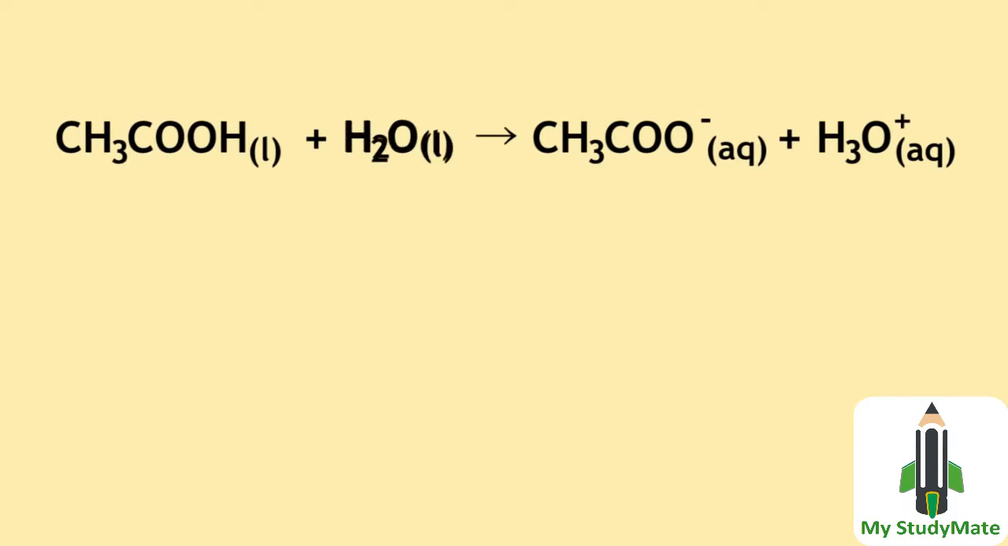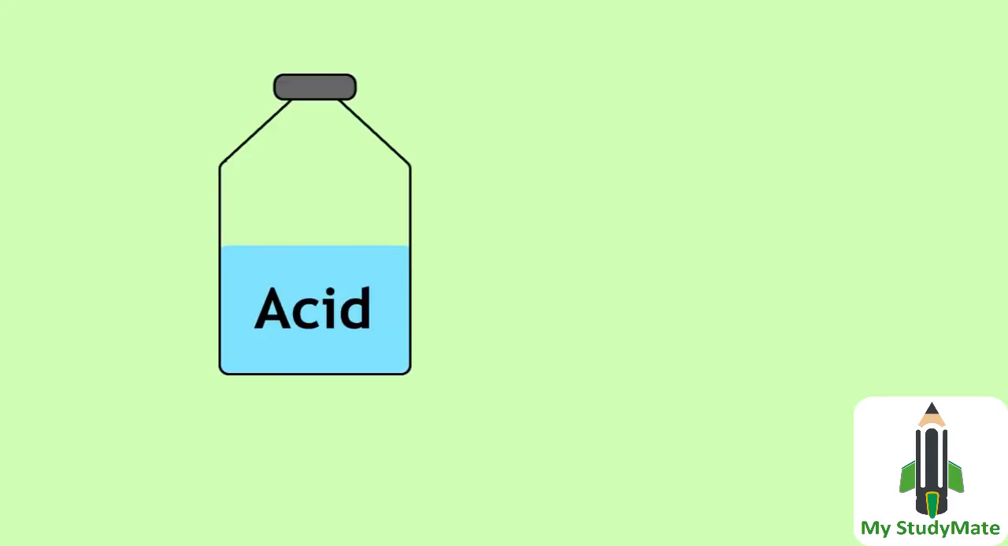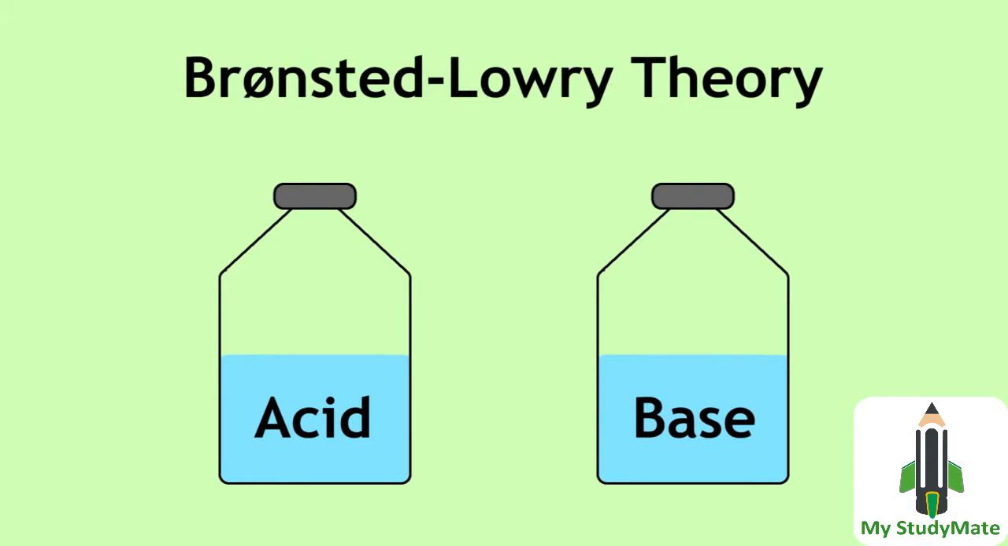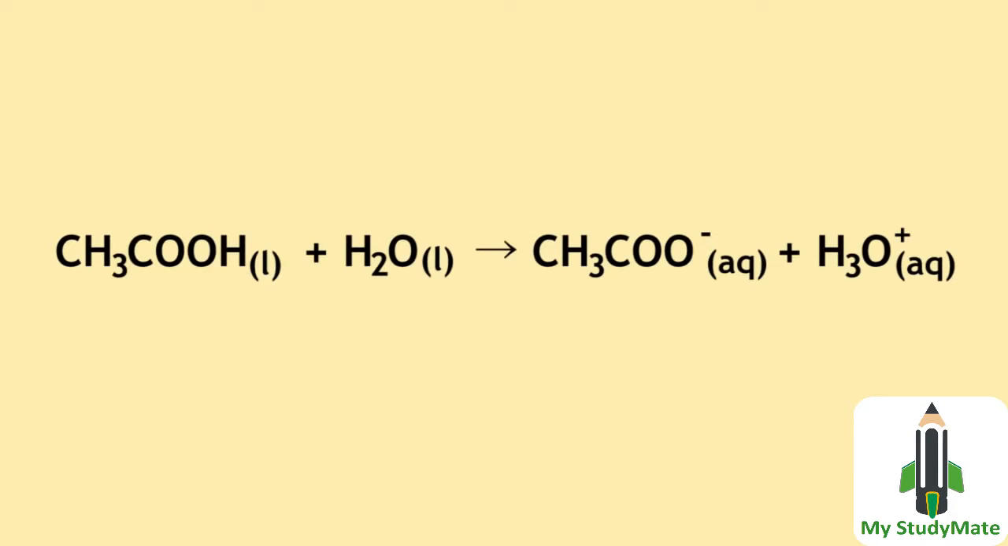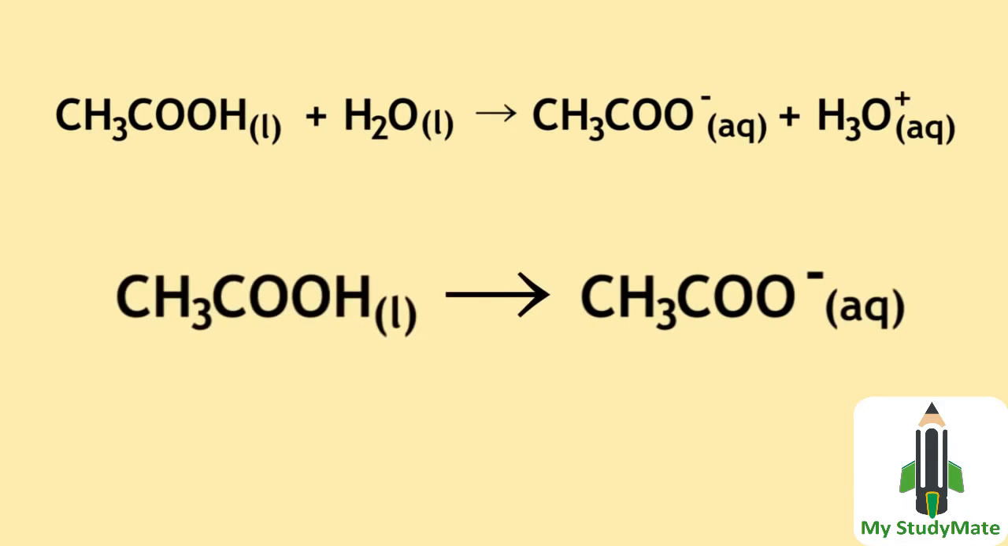The Bronsted-Lowry acid is acetic acid because it releases a proton. Water accepted a proton from acetic acid, so it is a Bronsted-Lowry base. As we have learned, an acid-base reaction, all according to the Bronsted-Lowry theory, involves the transfer of a proton. Let's now look at what has been formed from this reaction.